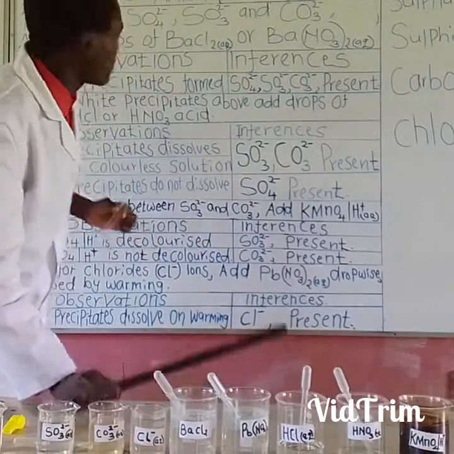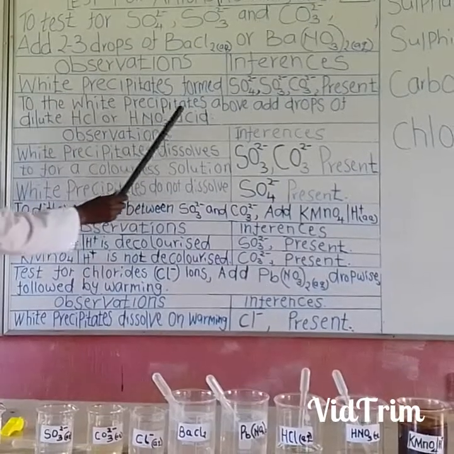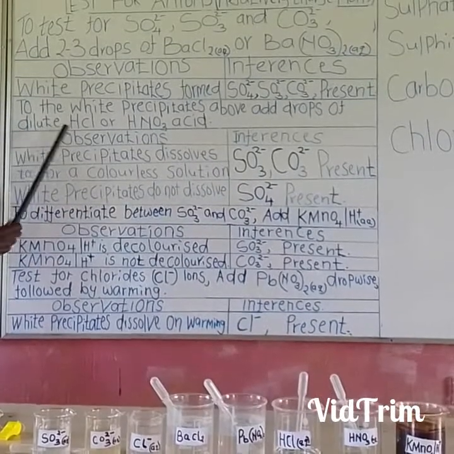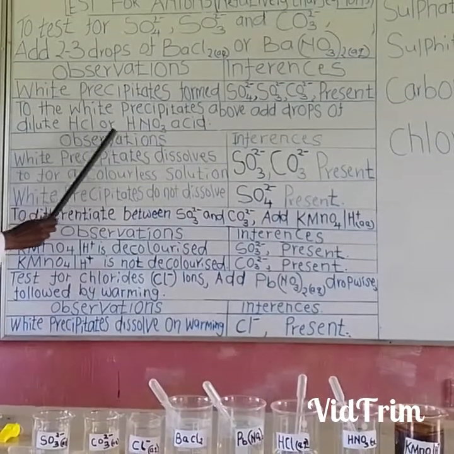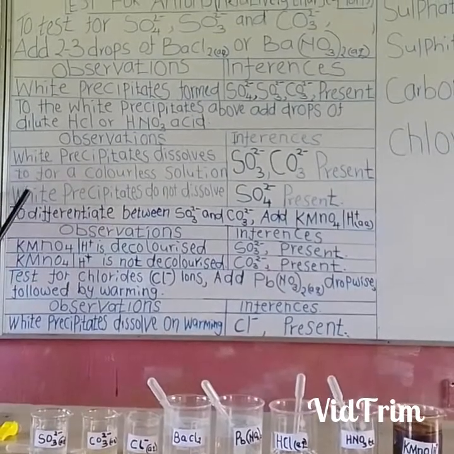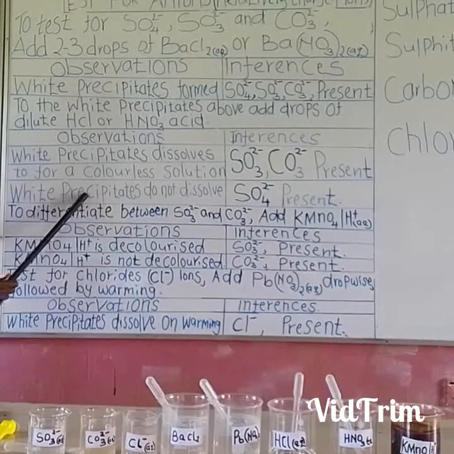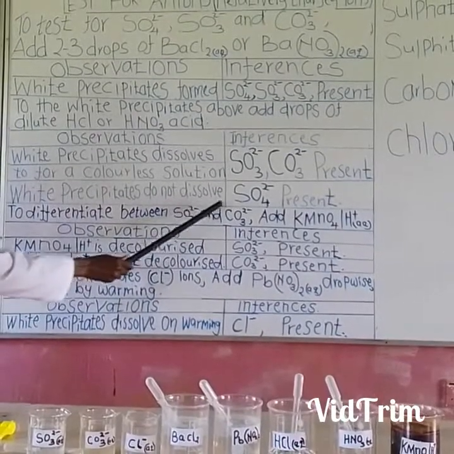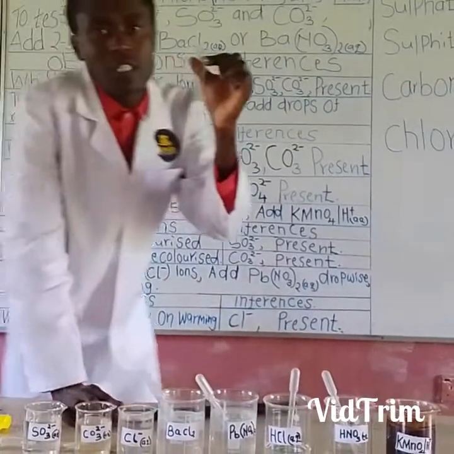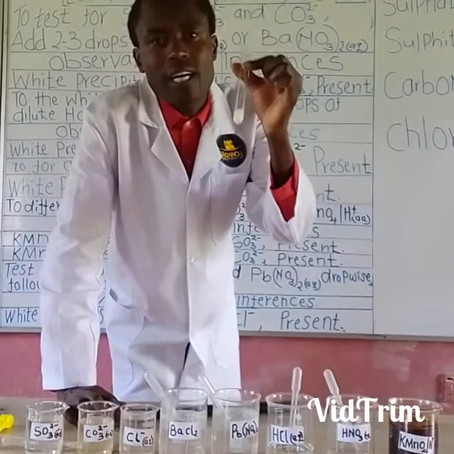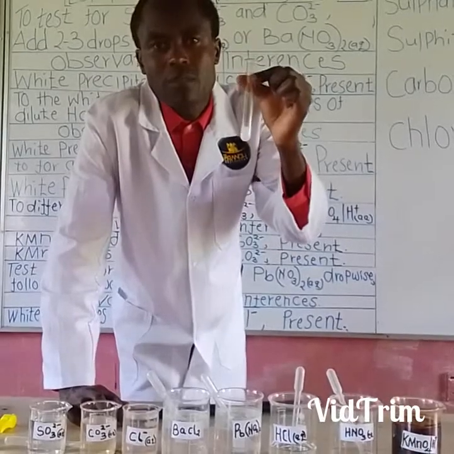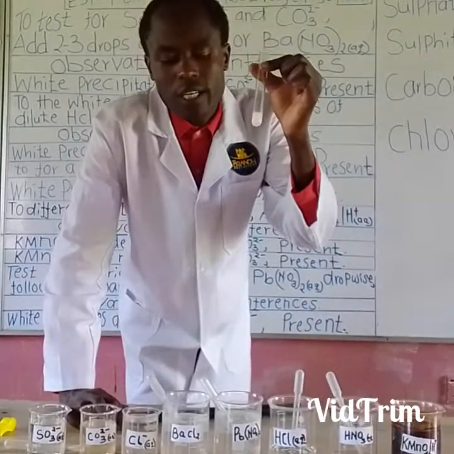Then the next step, with the white precipitates above, add drops of dilute hydrochloric acid or dilute nitric acid. Then if white precipitates do not dissolve, then we suggest the presence of the sulfate ions. So these white precipitates containing the sulfate ion, I add there a few drops of dilute hydrochloric acid and see if the white precipitate does not dissolve. Is it okay? Let us go.